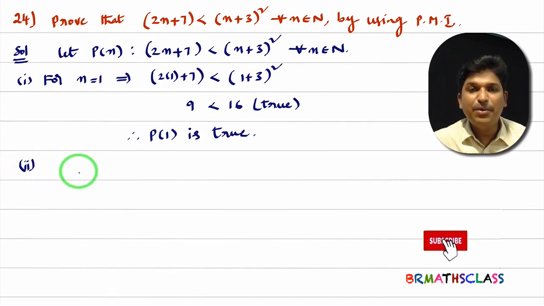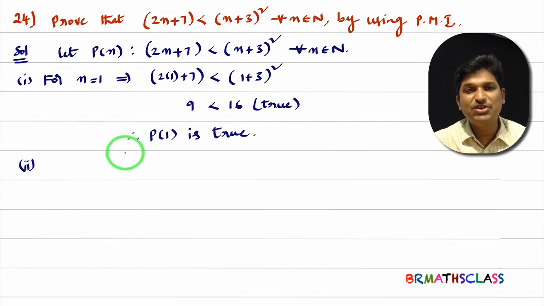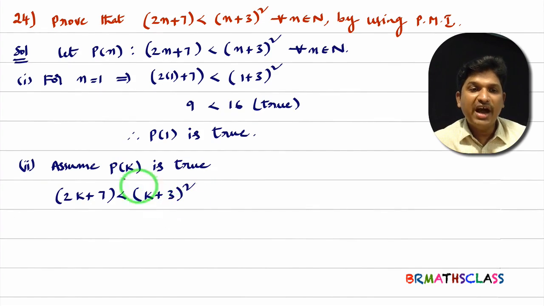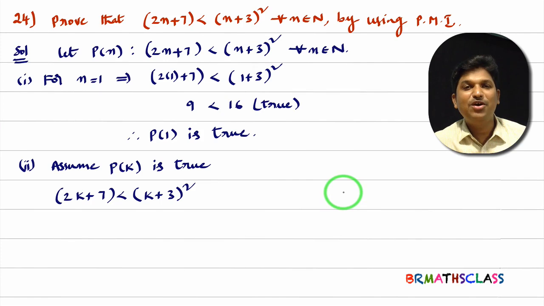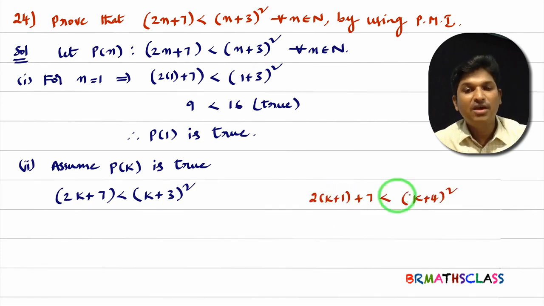Second part. In the second part, by assuming P of k is true, we need to prove P of k plus 1 is true. So first I'll assume P of k is true. You observe here, I assumed P of k is true. And I wrote what P of k is. How will you get P of k? In this P of n, wherever n is there, there you write k. It is important to keep in your mind what P of k plus 1 is. So first I'll write P of k plus 1 here. See, this is P of k plus 1. In this P of k, wherever k is there, there I wrote k plus 1.